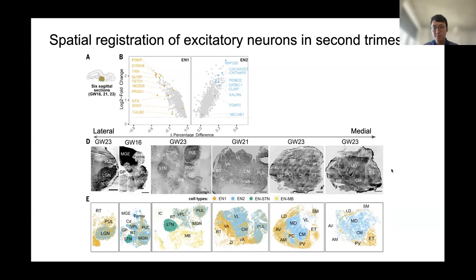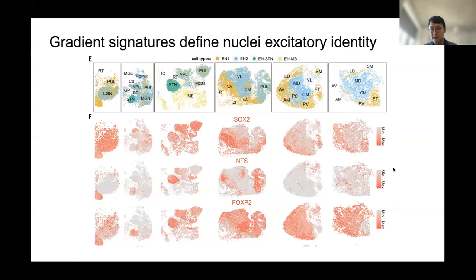And to go deeper into what defines some of these nuclei's excitatory identity, we plotted some of the specific marker genes we're using, primarily SOX2, which marks one of the excitatory neurons, and FOXP2, which marks the other excitatory neuron. So you can imagine that SOX2 and FOXP2 are opposing identities for these excitatory neurons.